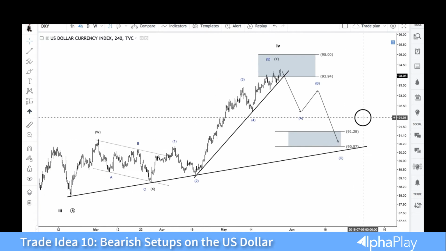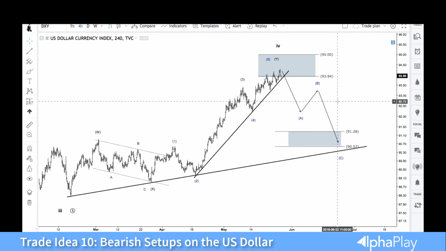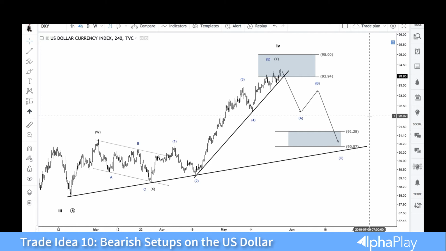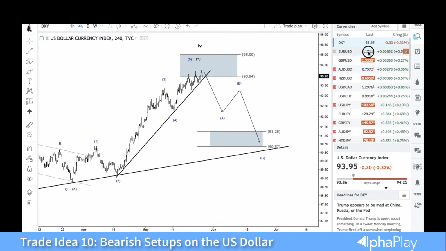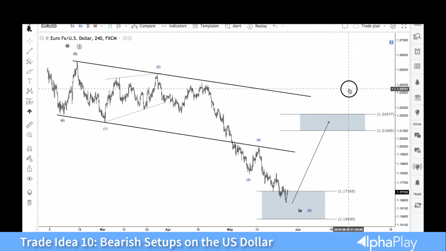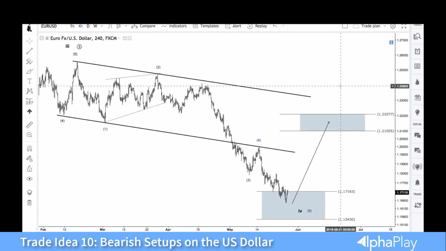Alright, so with this analysis, I'm expecting the US dollar to weaken in 3 waves, moving towards the 90.57 to 91.28 price level. And if you're not trading the dollar index directly, you can look into the euro dollar. Very similar, it's just an inverse relationship.